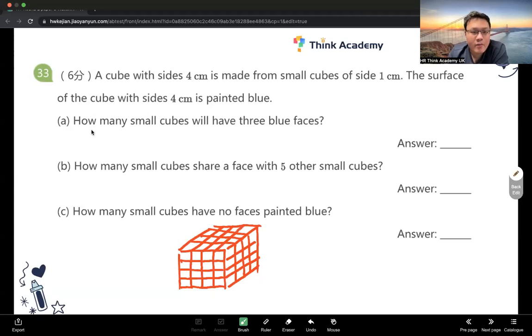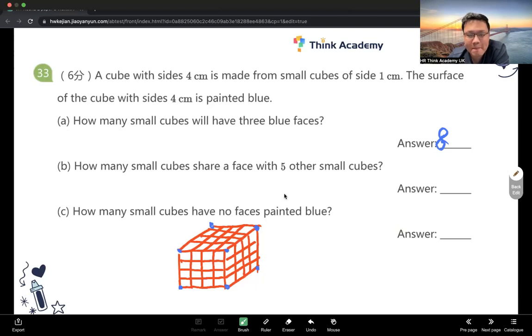Question A, how many small cubes will have 3 blue faces? That's going to be the cubes at the corner. 1, 2, 3, 4, right? On the top, you've got 4 corners, and on the bottom, you still have 4 corners. One is hidden on the back, right? So the answer is 4 plus 4, you get 8. That will be 8.